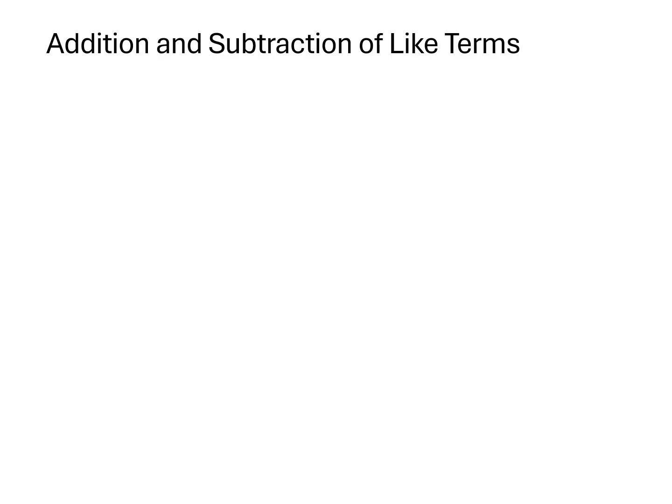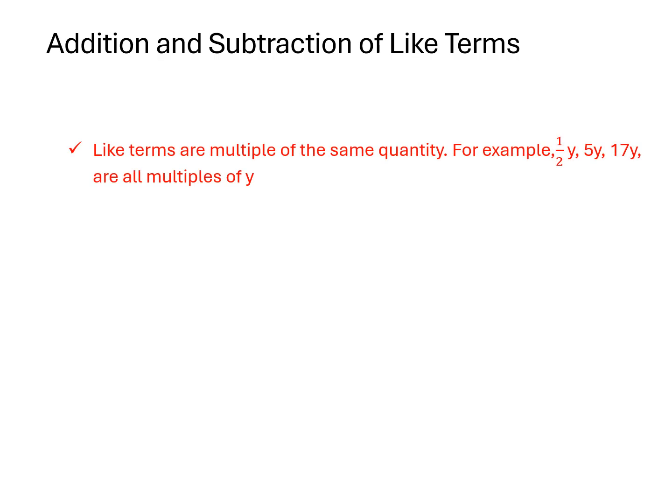Addition and subtraction of like terms. Like terms are multiples of the same quantity. For example, half y, 5y, 17y, all of those are multiples of y, so they are considered like terms. 1 over x squared, 3x squared, negative 5x squared are all multiples of x squared. So those are like terms.